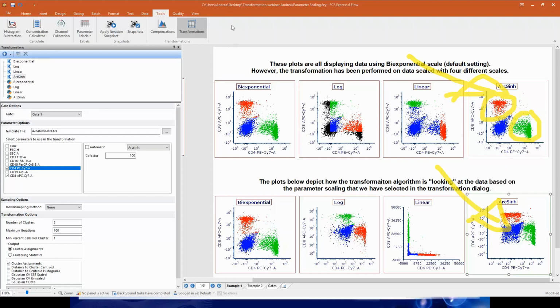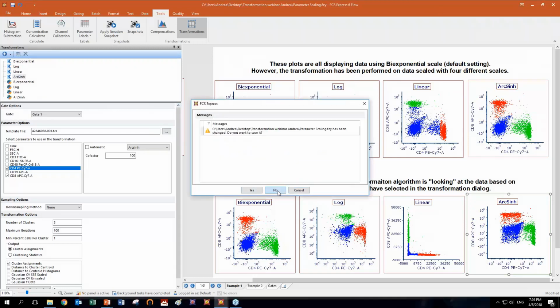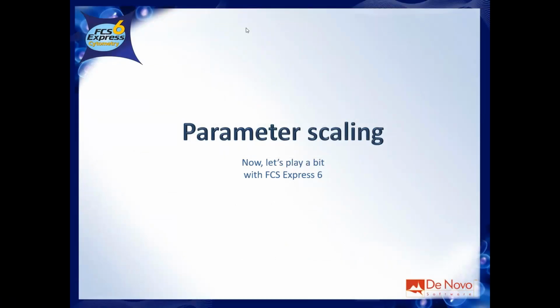So just the take-home message is that the parameter scaling is super important. The results that you end up with are quite affected by the parameter scaling. So also be sure to use the appropriate scaling when you're dealing with transformation. Okay, so I will close this and I will go back to my presentation.